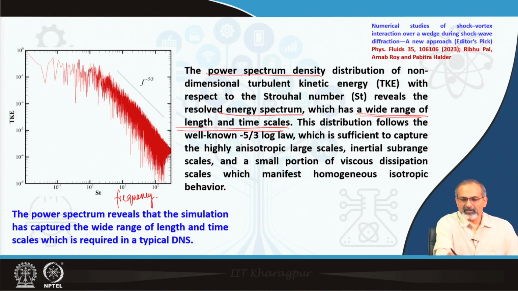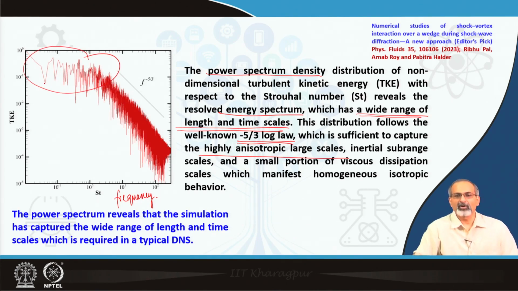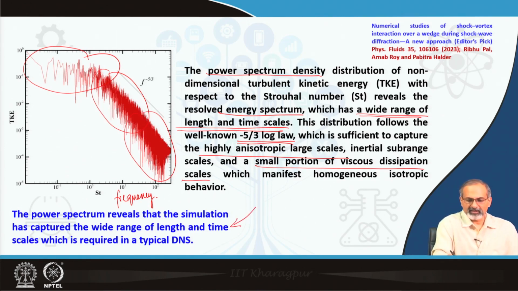This distribution follows the minus 5/3 law, which is widely used and well known, and which is sufficient to capture the highly anisotropic large scales which occur in this region, the inertial subrange scales, and a small portion. So, the subranges occur somewhere here, and the small portion of viscous dissipation scales occur at the higher frequencies. And the power spectrum, by virtue of its broad band, essentially establishes the fact that the wide range of length and time scales have been well captured, which is required in a typical DNS.